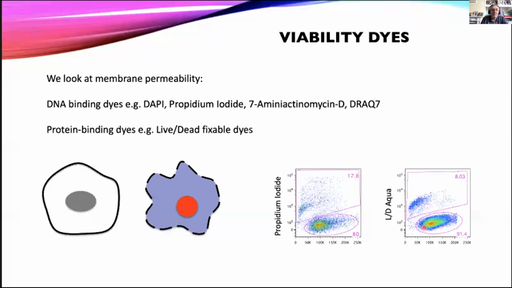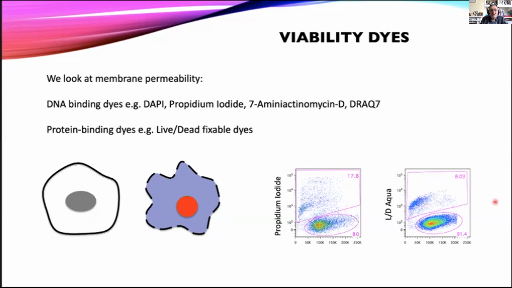But the advantage these dyes have is we can now fix them, and that fixation locks that staining in place. So I know that these cells were dead before I fixed my sample. Now, post-fixation, they're all dead, but I know before I fixed them, these ones took up that viability dye and these ones didn't.